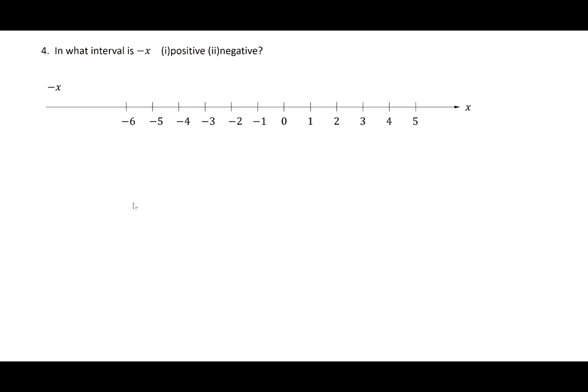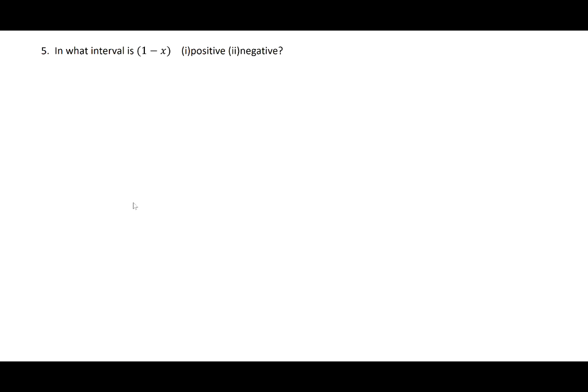Negative x. Yeah, it's okay. Negative x turns out positive here and negative there. And the absolute value of negative x, and that's okay. Let's focus more on this one. Okay, I think for the linear ones, this is the last one.